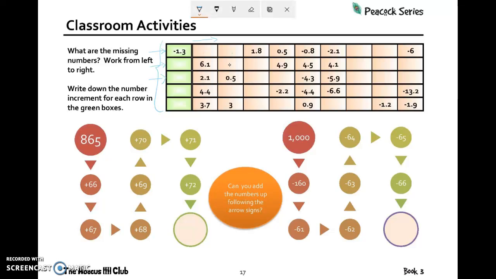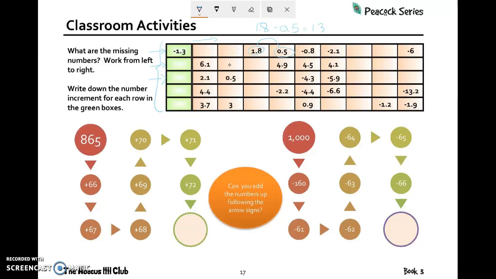So the first one, to be able to figure out the number sequence, you need to look for the two numbers that are next to each other. For example, in this case, you start with 1.8. The next number is actually 0.5, which means it's going down. But the question is, how much does it go down by? What we do is put 1.8 and take away 0.5. Then we find the difference is 1.3. So in this particular row, the number sequence is going down by 1.3 each time.